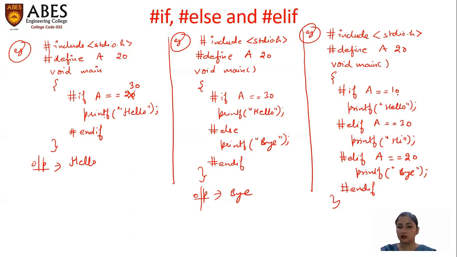The first condition is not true because the value of macro A is 20. Then the control goes to #elif. Here the second condition is also not true, so control goes to the next #elif. It will compare whether the value of A equals 20. Yes, it is true, so simply bye will be printed.